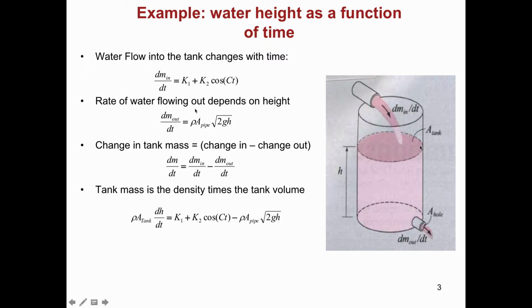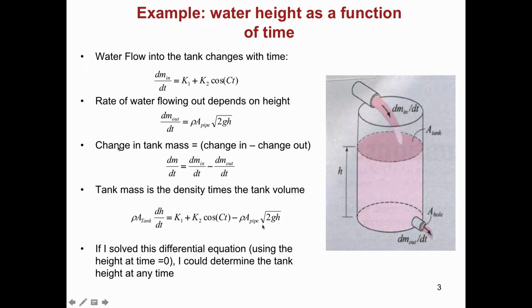If I know the area of this tank, the area of the tank is constant, and my density is constant. So if I take the derivative, I can take those scalars outside and just have dH/dt instead of dm/dt. Everybody sees what happened here? Okay. And then I put in the functions that I have here.